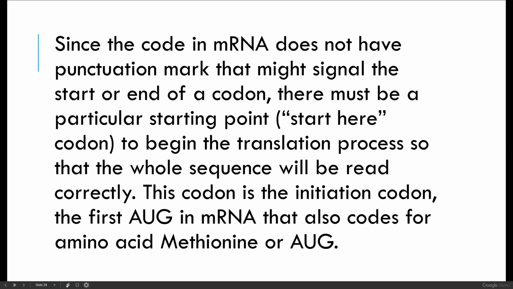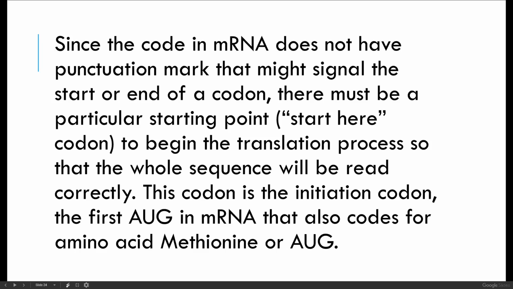Remember that we need to start and we need to end. So what are the start codon and the end codon? To begin the translation process so that the whole sequence will be read correctly, this codon is the initiation codon. It is called the initiation codon, the first AUG in the mRNA. AUG stands for adenine, uracil, and guanine.